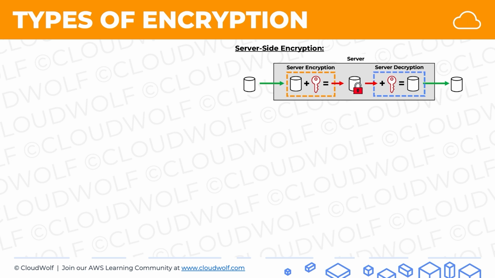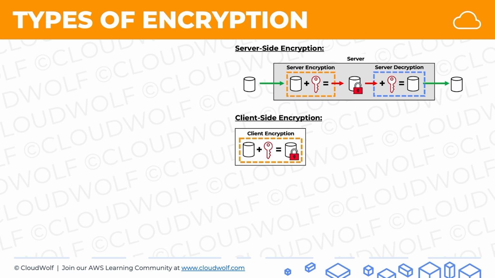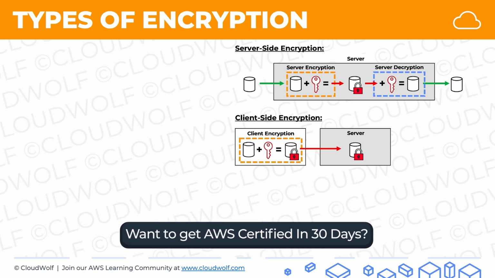Now, the second type of encryption is called client-side encryption. This is when you have data and you encrypt it on your side before sending it to the server. Then you send it to the server in encrypted form, and it is stored in encrypted form there. And the server doesn't even have the key to decrypt this data. So even if the server wanted to decrypt it, it wouldn't be able to. That's an additional layer of peace of mind for you that even on the server, it cannot be decrypted.